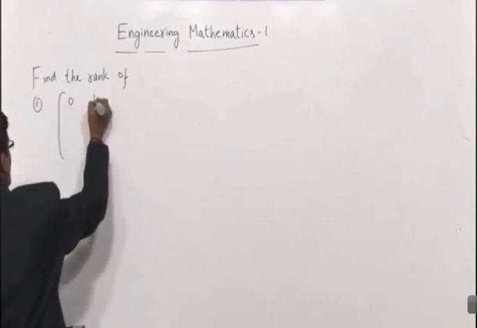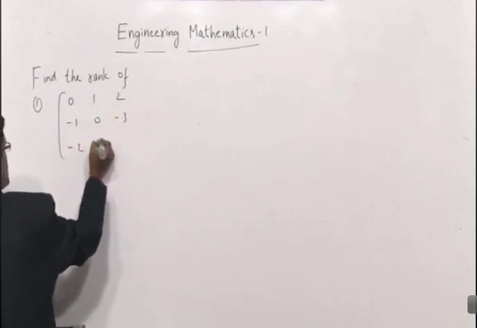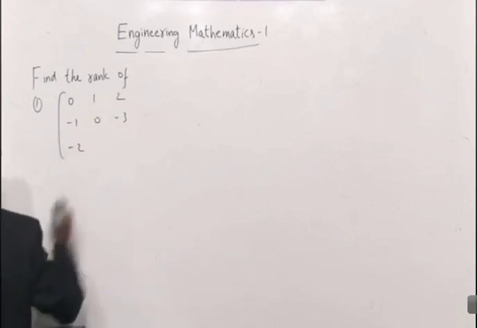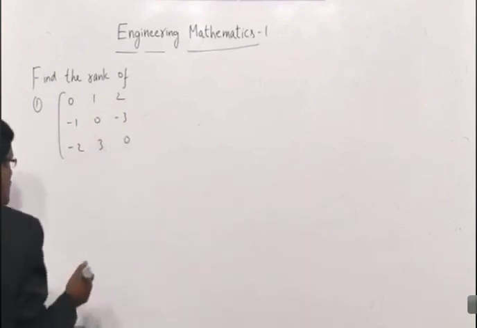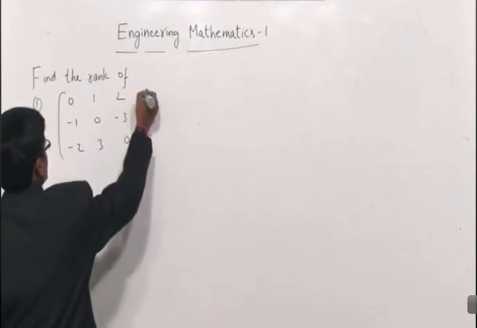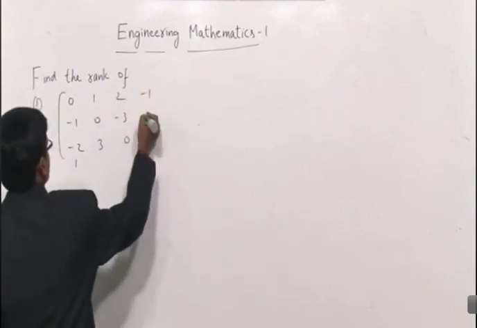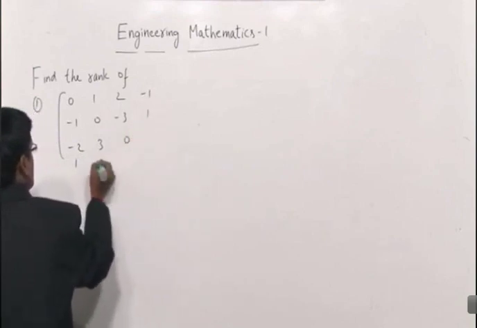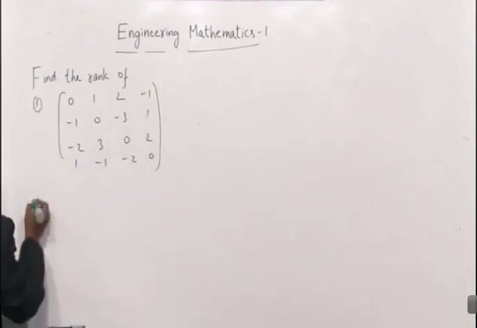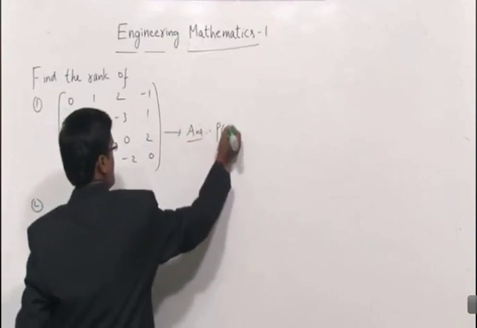Zero, 1, 2, minus 1, 0, minus 3, minus 2, 3, 0. Okay, or this also you can do: minus 1 plus 1, 1 minus 1, 2 minus 2, 0, just a 4 by 4 matrix. For this, the answer is: the rank of this matrix is equal to 4.